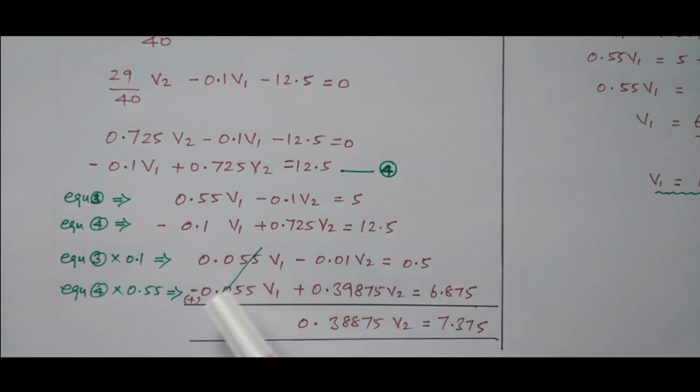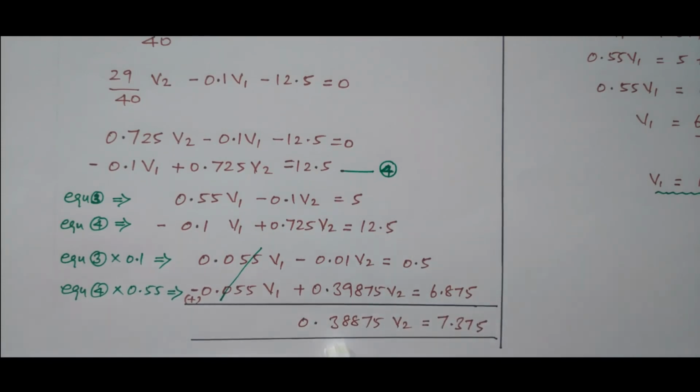So what is the advantage here? Both become equal. One is plus and one is minus. So simply we can cancel. We can add them, so that by simply adding, it will be cancelled. So by adding these two, 0.38875 V2. By adding these two, 7.375. Due to the negative we are adding simply.